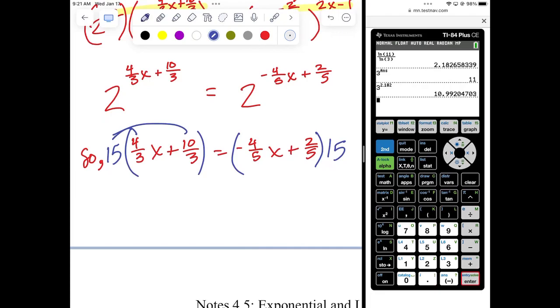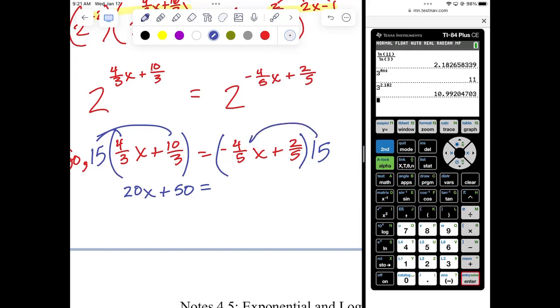So what's 15 divided by 3 in the first term? 5. What's 5 times 4? So we get 20x. Very good. Plus, what's 15 divided by 3 in the second term? 5. 5 times 10 is 50. Okay. Now we do the same thing over here.